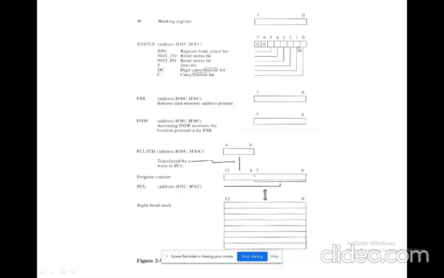Okay, so each and every bit, this is the 8-bit register. So each and every bit in the status register is given here. So last two bits, that is 8th bit and 7th bit, because starting from 0 to 7.